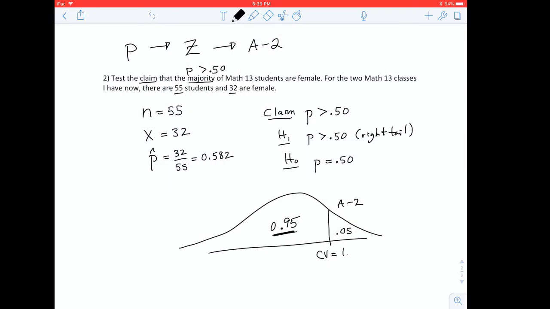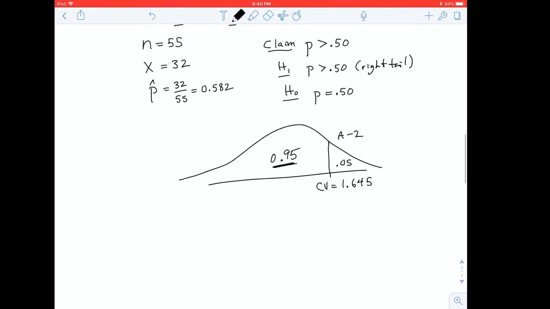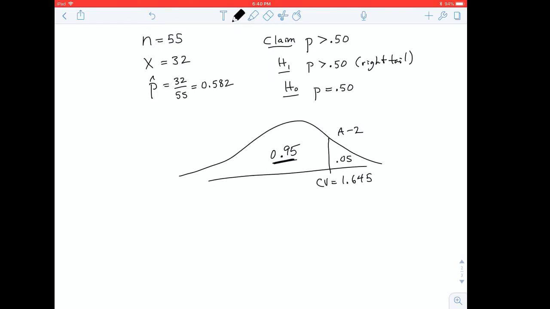So this is 1.645. And now for the test statistic. And for that, we can also use the calculator. It's called 1 proportion z-test.